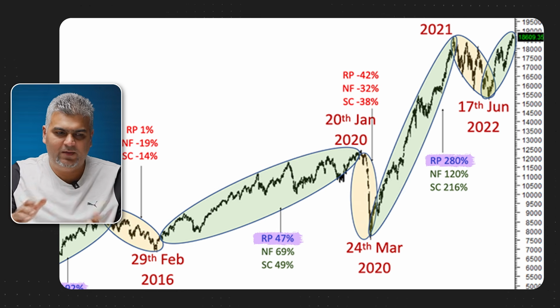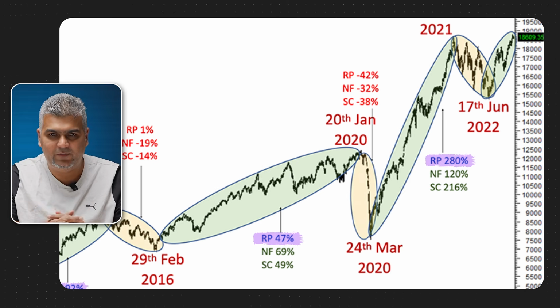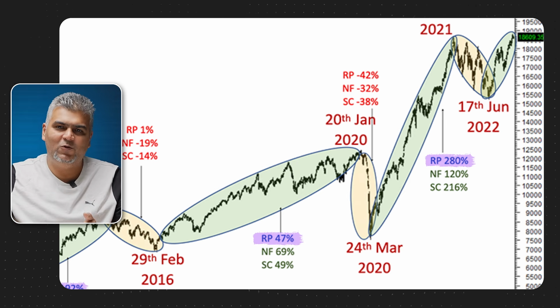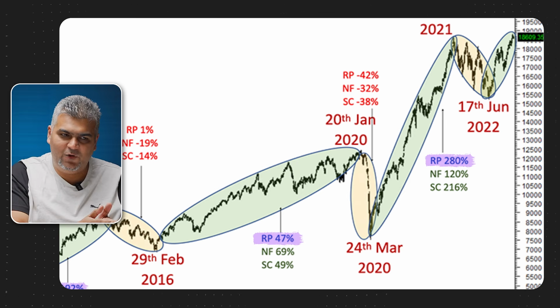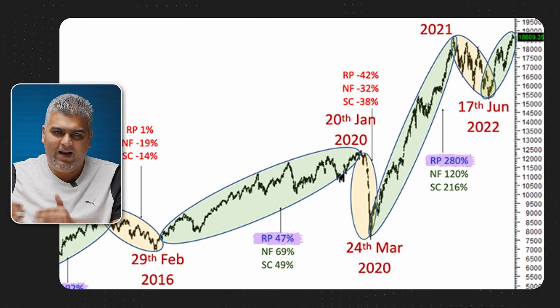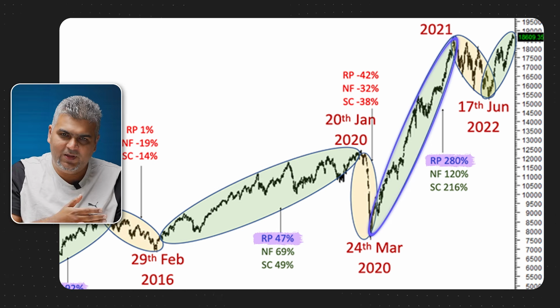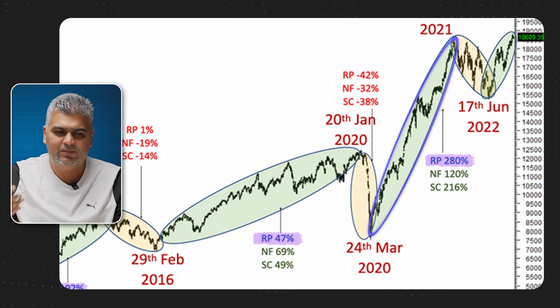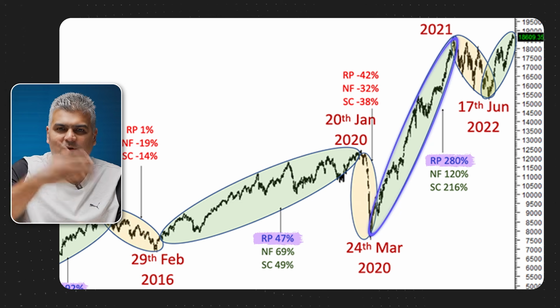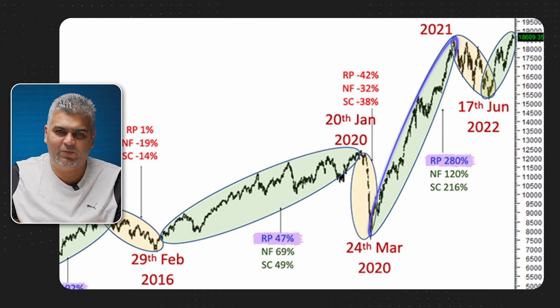In 2020, another big fall which we all remember, very recent, the Nifty fell by 32%, the random portfolio fell by 42%, and the small cap index was down 38%. Then we saw this huge rally from 2020. The Nifty is up 120%, your random portfolio is up 280%. The small cap index is up 200%.